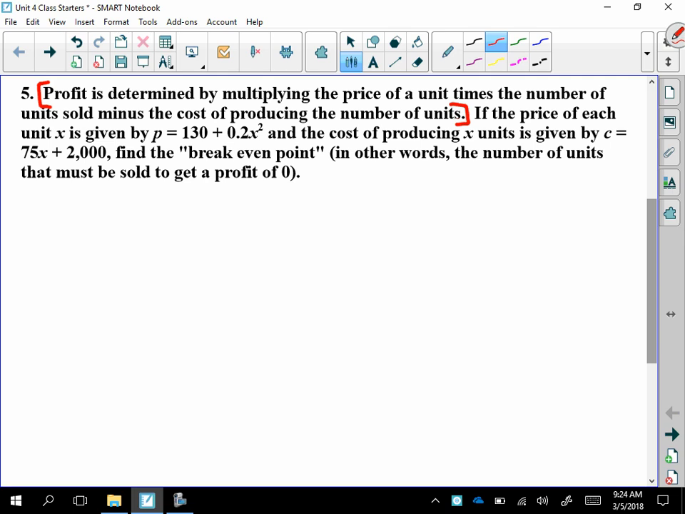Yes, P equals, with P being the profit. So profit is determined by multiplying the price of a unit times the number of units sold. We'll say maybe D can be the price and X could be the number of units.